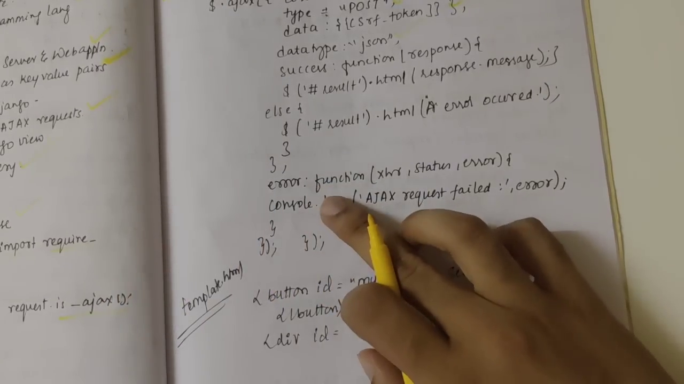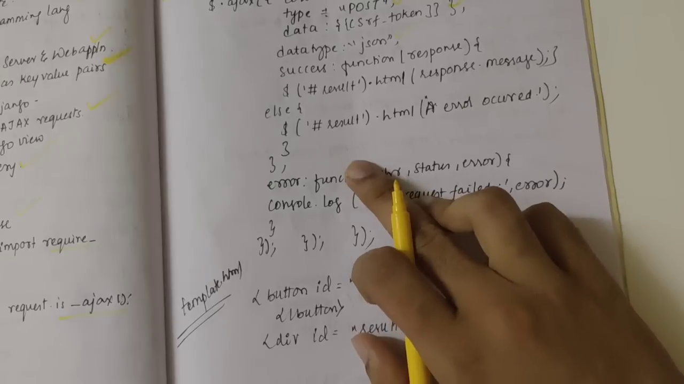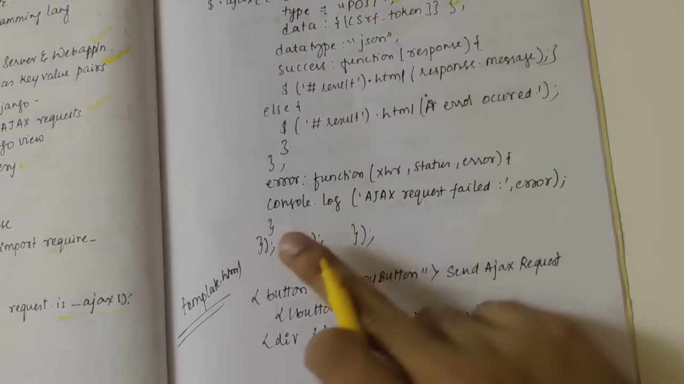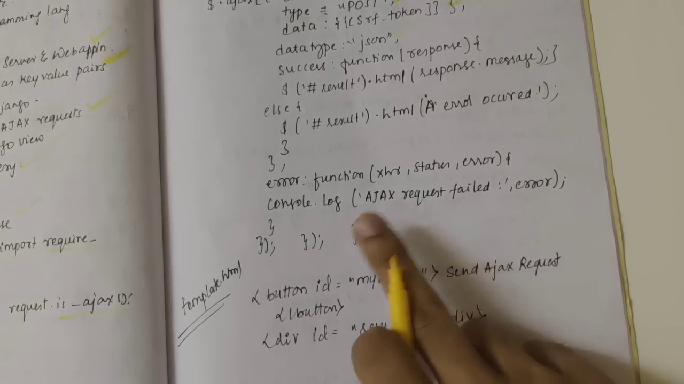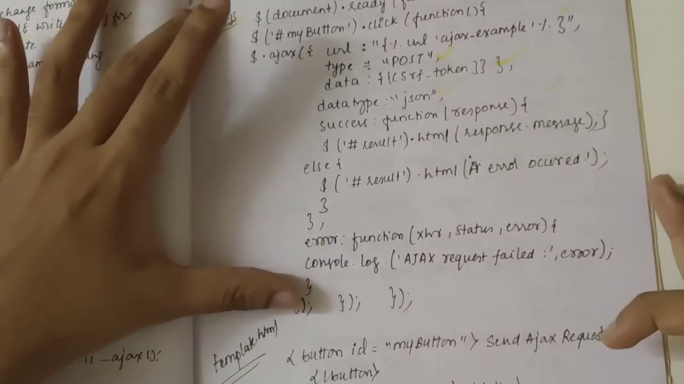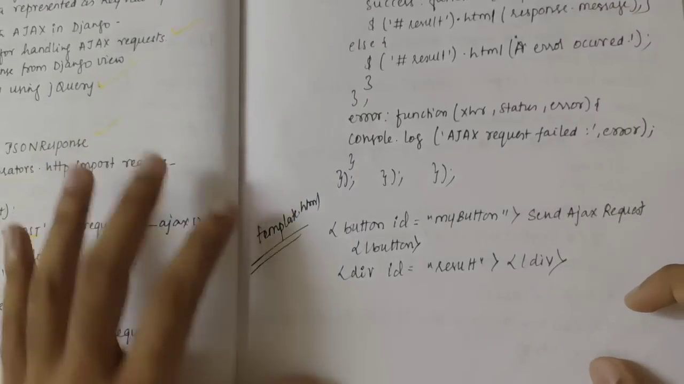Then after that we come to the error function. So this is a callback function again. If the Ajax request has failed, then I should give the output as Ajax request failed. Okay, so this was about the main.js part. Next we have the template.html.